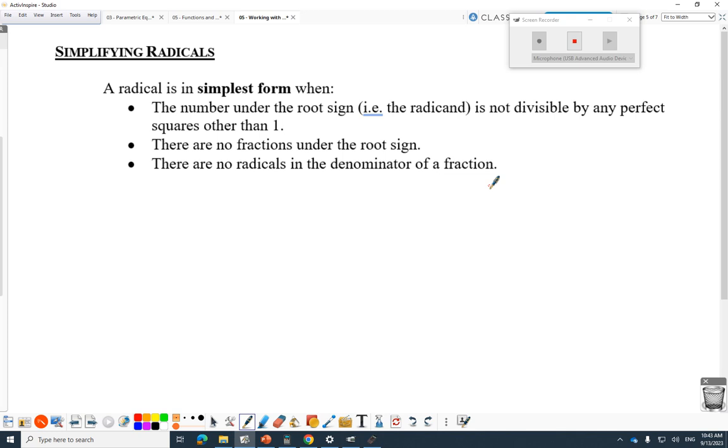Second rule, no fractions under the root sign. What do you mean, no fractions under the root sign? I'll get to it. And last, there are no radicals in the denominator of the fraction. Now you throw up your hands like, well, how am I going to make that happen? Well, that's why you're paying me to be here. I'm going to show you how to do all these rules.